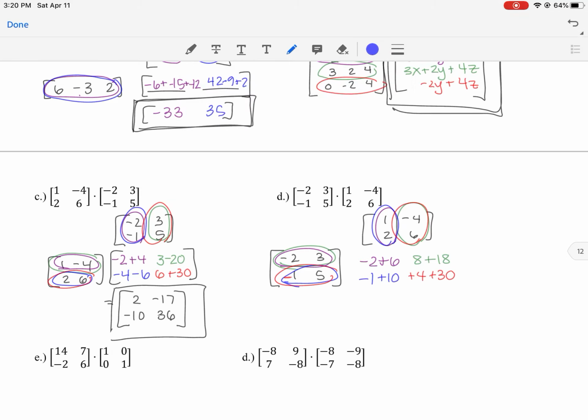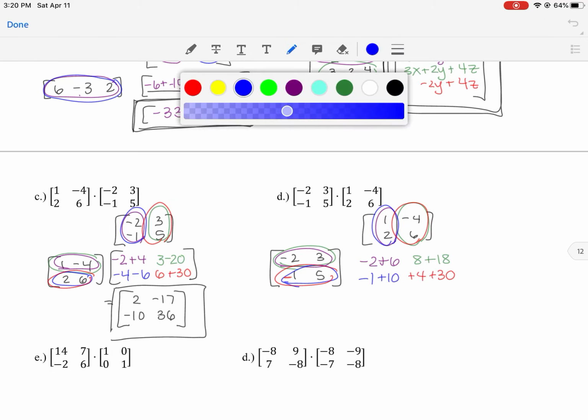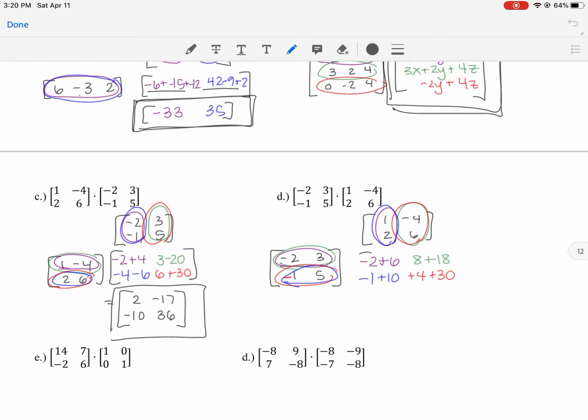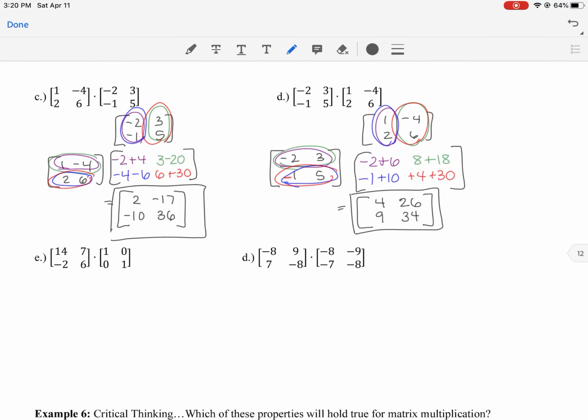Oh, I messed this up. There should have been a negative here. A -1, so that's positive. And then this would change to a negative. Okay, close call there, guys. So this is equivalent to -2 plus 6 is 4. 8 plus 18 is 26. -1 plus 10 is 9. 4 plus 30 is 34.